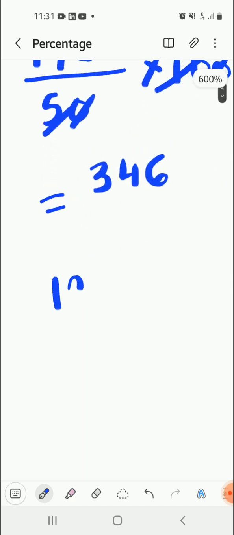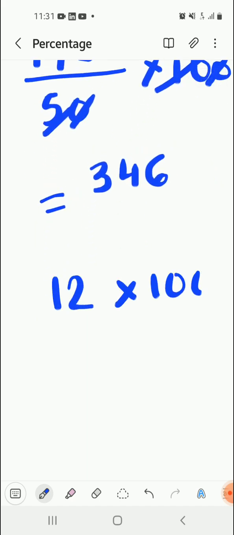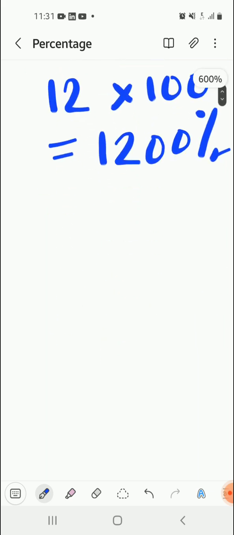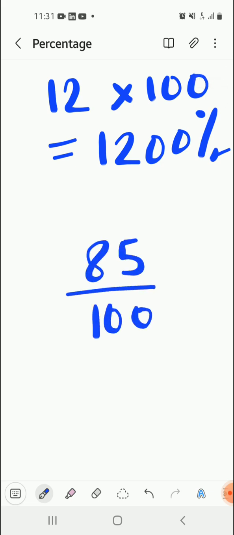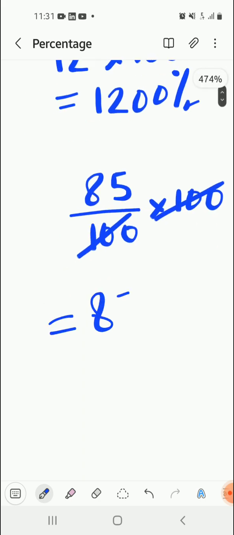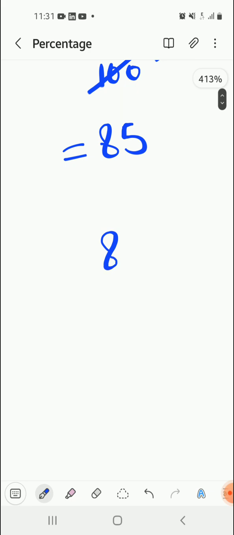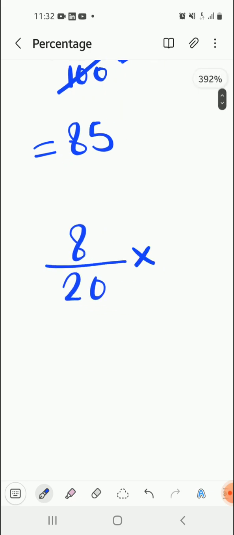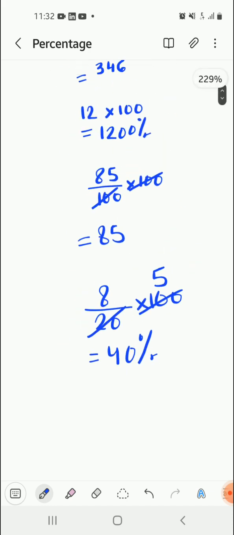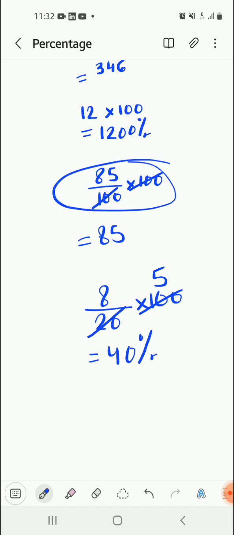If we are, for example, given 12, so 12 means only 12 into 100, so it is 1200%. Suppose we have got 85 out of 100. So 85 by 100 into 100, it means we have got 85% marks. If we have got 8 out of 20, so 8 by 20 into 100. So it becomes 5, 8 5s are 40%. So this is that simple, converting a fraction into percentage and also percentage into fractions.